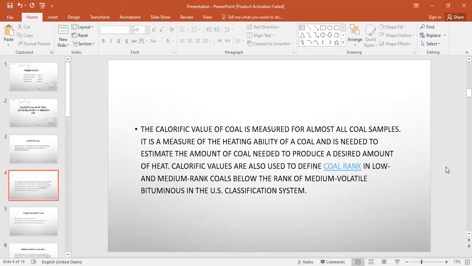Importance of calorific value. The calorific value of coal is measured for almost all coal samples. It is a measure of the heating ability of coal and is needed to estimate the amount of coal needed to produce a desired amount of heat. Calorific values are also used to define coal rank in low and medium rank coals, below the rank of medium volatile bituminous in the US classification system.